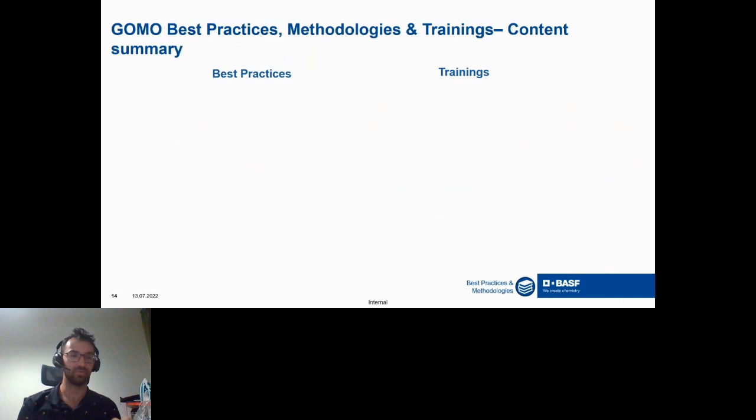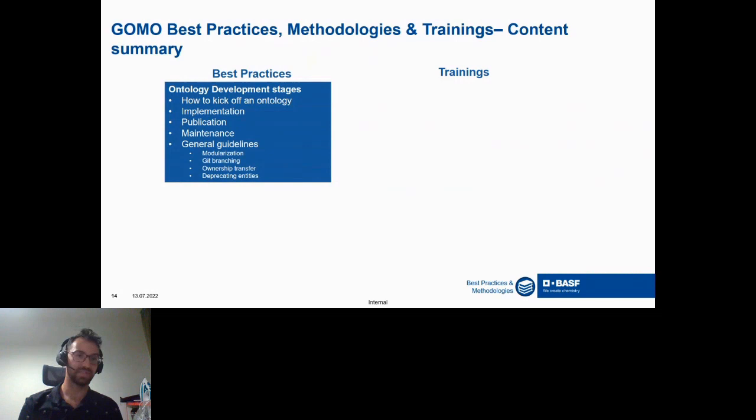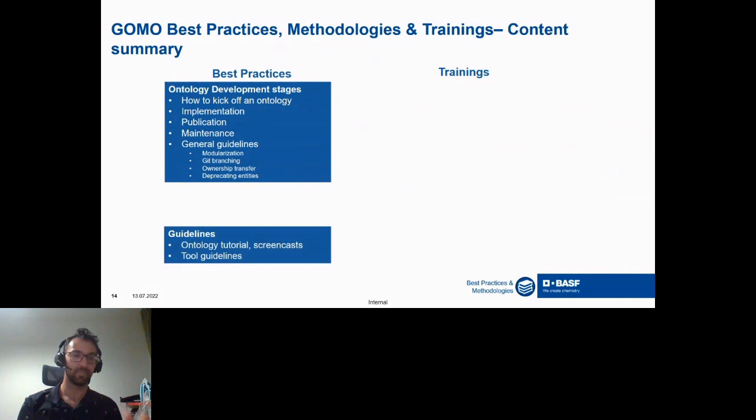Next topic is about best practices and trainings, which are going to be summarized together. We have general guidelines in our best practices linked to each step of the ontology lifecycle that we have seen: the kickoff, implementation, publication, and maintenance. Then we have also other guidelines not directly related to the ontology lifecycle, such as git branching, ownership transfer, or deprecating entities. And we have guidelines completely outside of this part that include tutorials about ontology development, and short videos on how to use common tools used by our users.